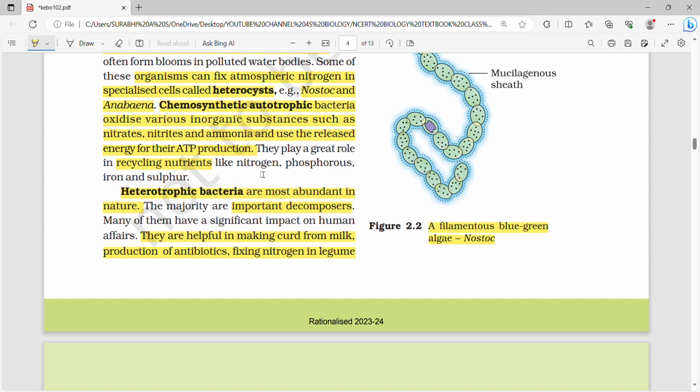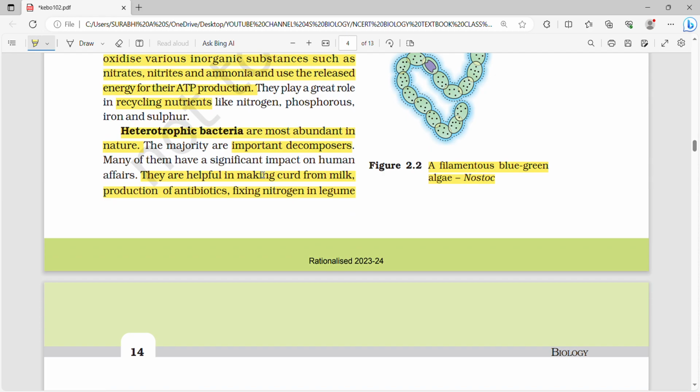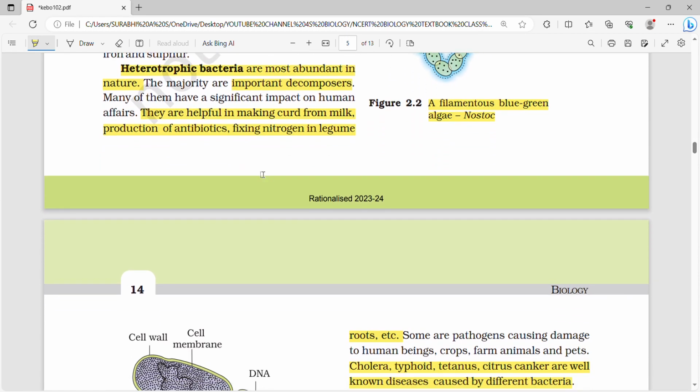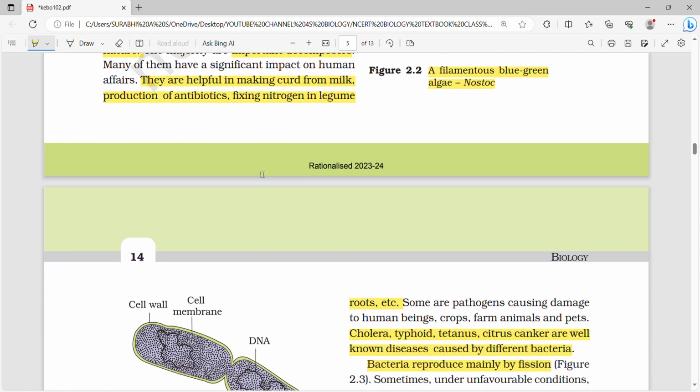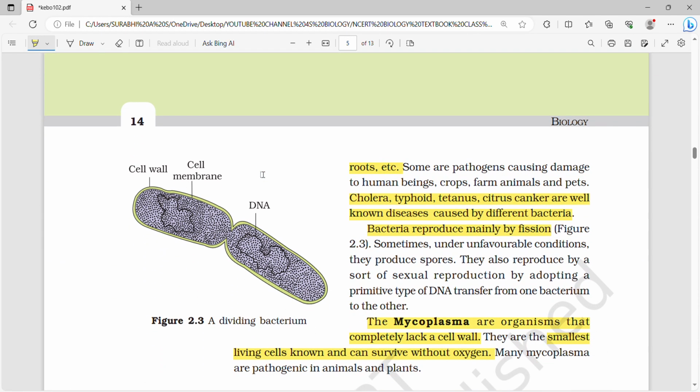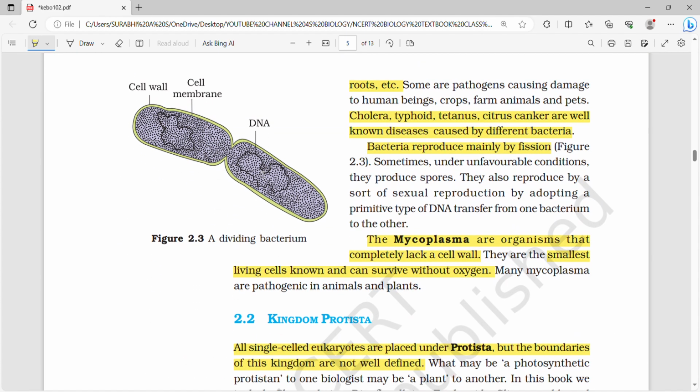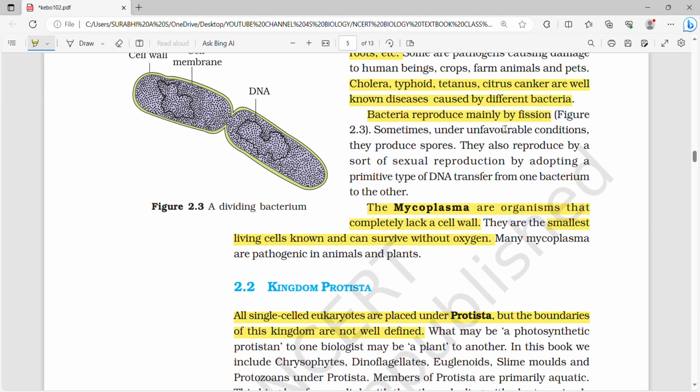So this is about chemosynthetic. Heterotrophic is mainly water decomposes, and they also help in making curd from milk, production of antibiotics, fixing nitrogen in legume roots, all these. And the diseases caused by bacteria include cholera, typhoid, tetanus, citrus canker.